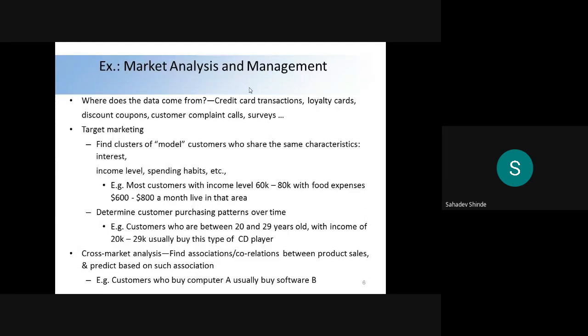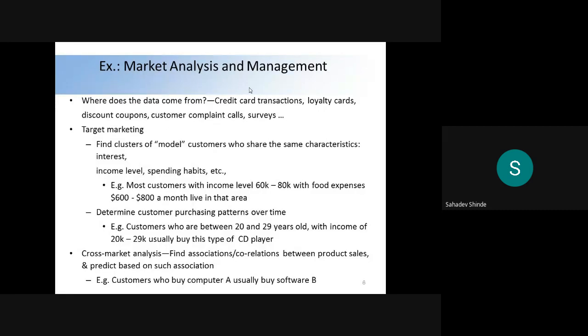So where does the data come from? It is from credit card transactions, loyalty cards, and discount coupons. Discount coupons are also rewards. Suppose you are making transactions using PhonePe. After every new PhonePe transaction you get coupons. Okay, these are called discount coupons. Again customer complaints, sales, and surveys.